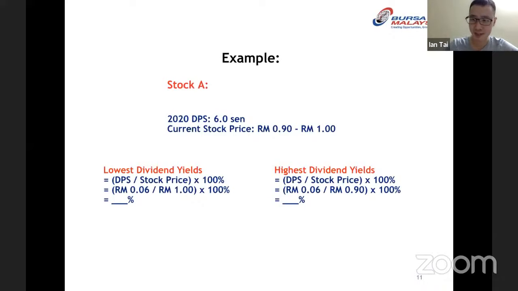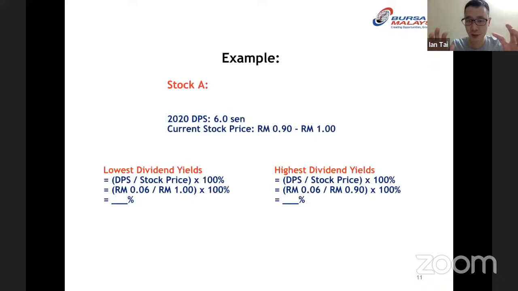So guys, type in the Q&A box, not the chat box. Can you help me calculate the lowest dividend yield that you can get for stock A, and the highest possible dividend yield that you can get for stock A? Please do the calculation and put it in the Q&A box. Now, some of you may need a little bit of assistance. So here's the thing: during that period, for stock A, you could purchase the stock for 90 cents to 1 ringgit.